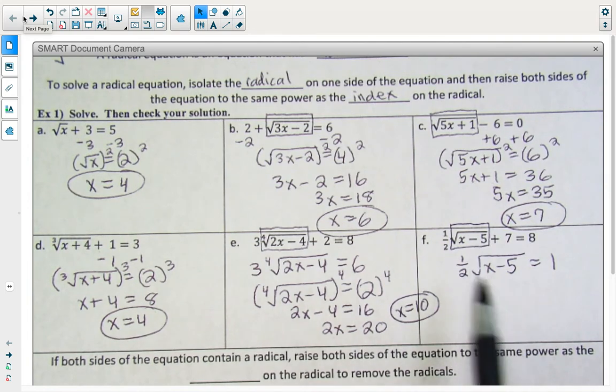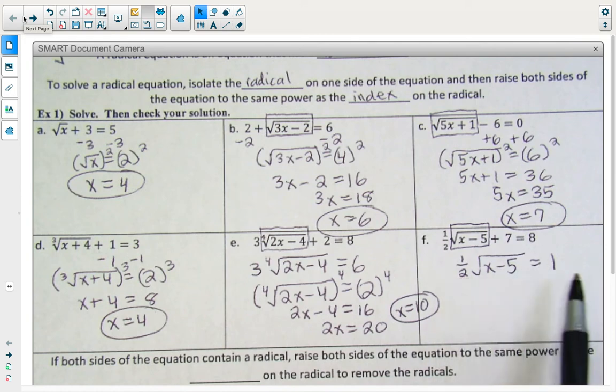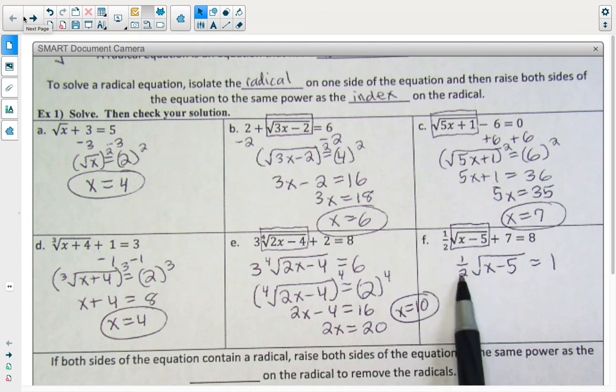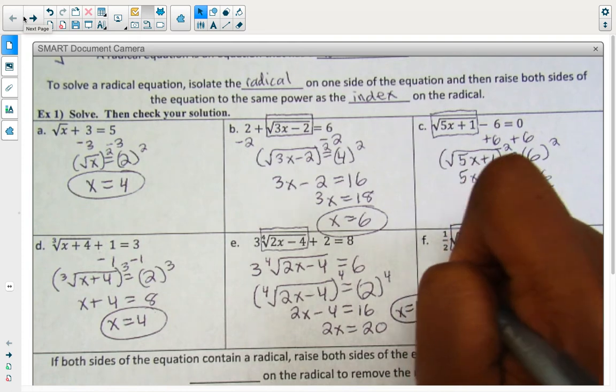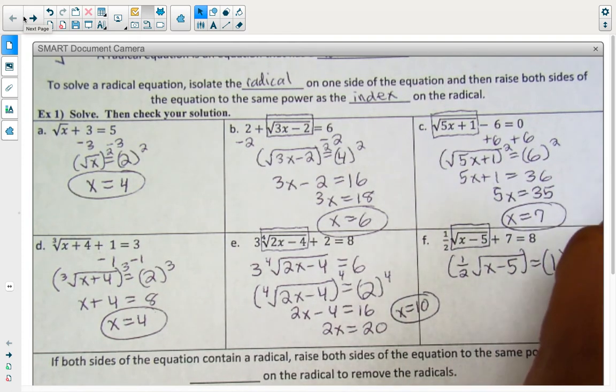I can think of this one of two ways. I can think of this as dividing by 2, in which case I would multiply both sides by 2, or I can think of it as multiplying by 1/2, in which case I would divide by 1/2. Either train of thought is going to give me the same answer. So I'm going to think of it as dividing by 2. So I'm going to multiply both sides by 2.